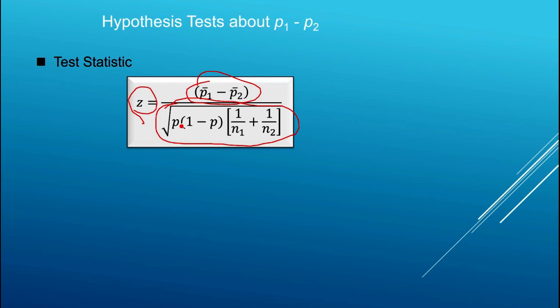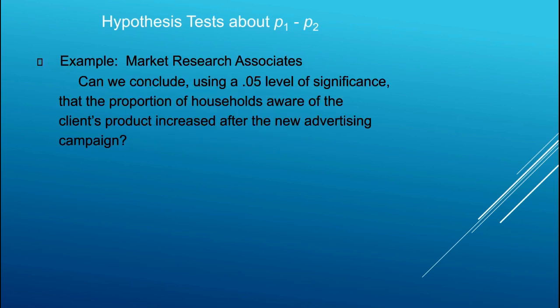And extreme values in terms of how many standard deviations we are away from zero, that's going to give us evidence against the null hypothesis. Either a very large value of z in a right tail test, a very small value of z in a left tail test, or either a very large value of z or a very low value of z in a two tail test. So I'm going to demonstrate this for you with a real quick example.